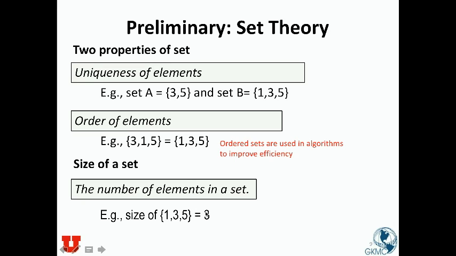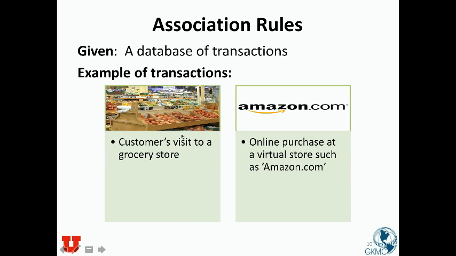We will oftentimes reference the size of the sets. If the size of an item set is 1, we call it a 1-item set. If the size of the item set is 2, it is a 2-item set, and that means how many items are in the item set.